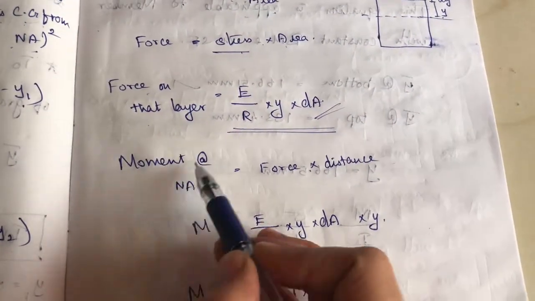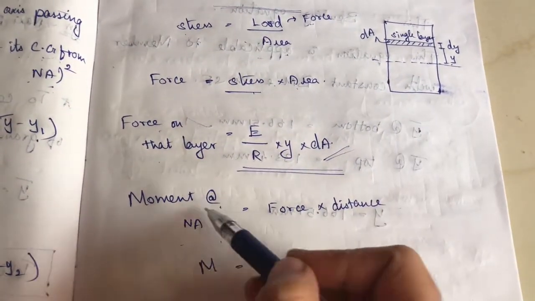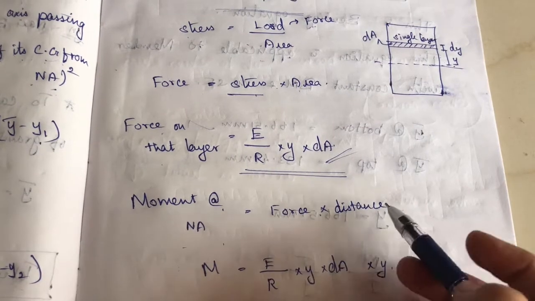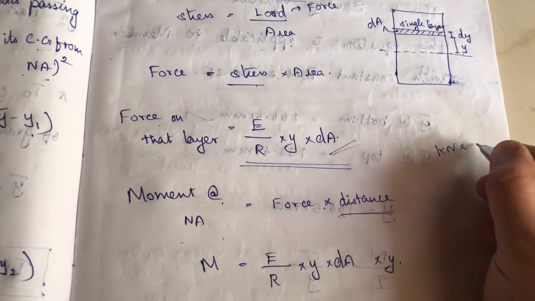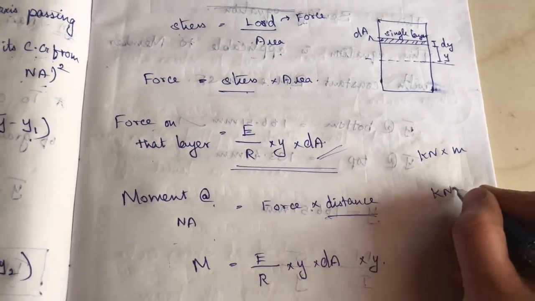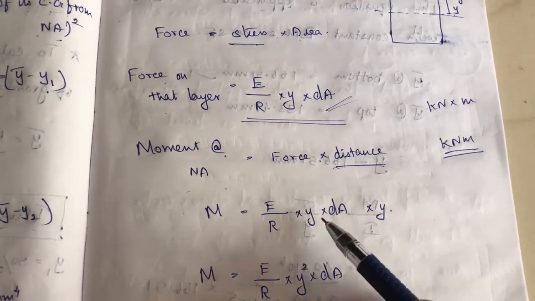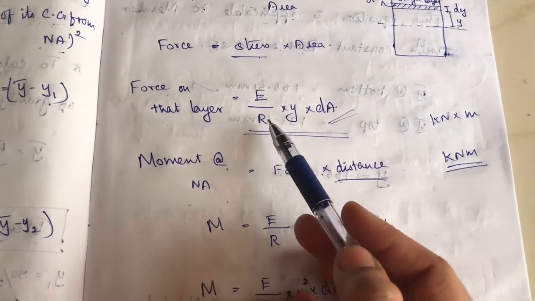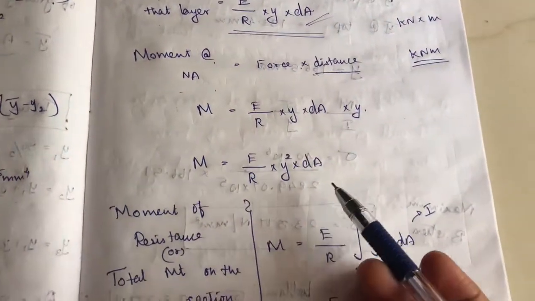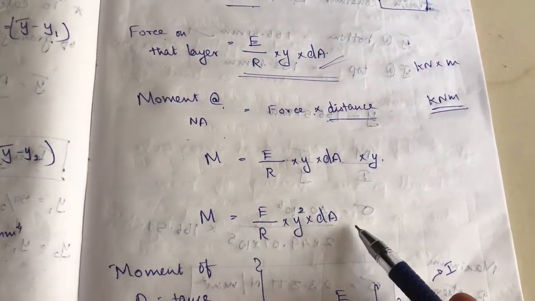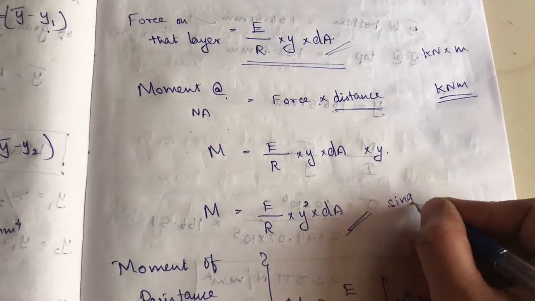And after that, the moment at the neutral axis. So there will be a moment. Moment about the neutral axis will be equal to force into distance. Normally force in kilonewton into distance in meter, we will get the bending moment. So moment is equal to force, which is E by R into Y into dA, into distance, and Y is the distance. So we get E by R into Y square into dA. And this is for a single layer, right?